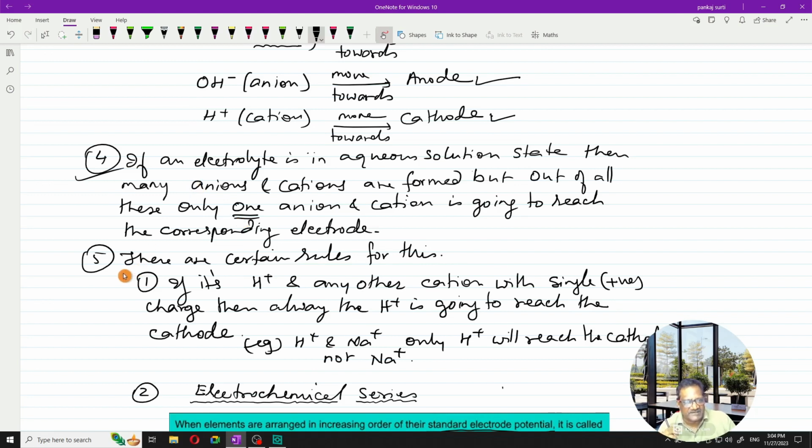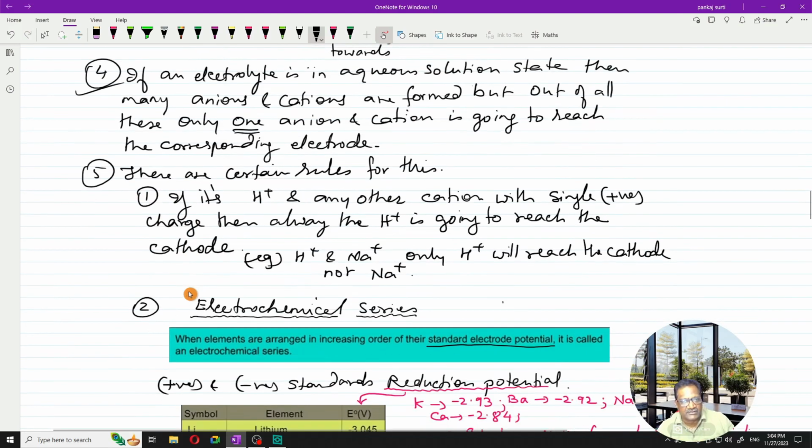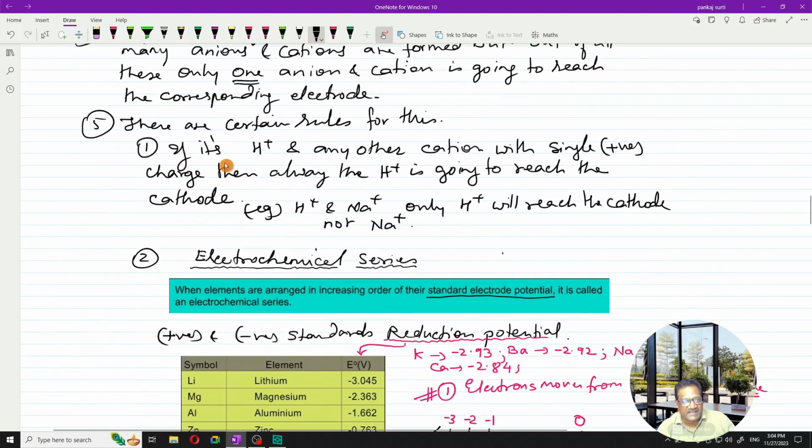The fifth point is, there are certain rules for this. So for the anions to reach the anode and for the cations to reach the cathode, there are certain rules. And what are these rules that you have to understand in a better way? So rule number one is, if it's between hydrogen ion and any other cation with a single positive charge, okay?